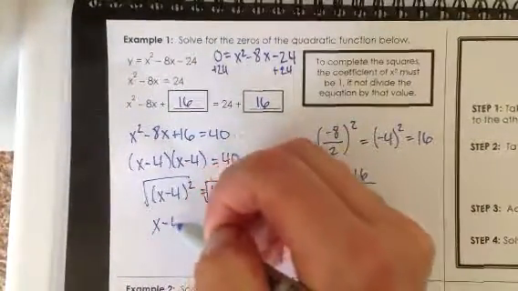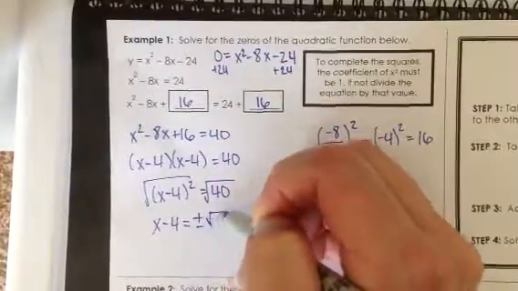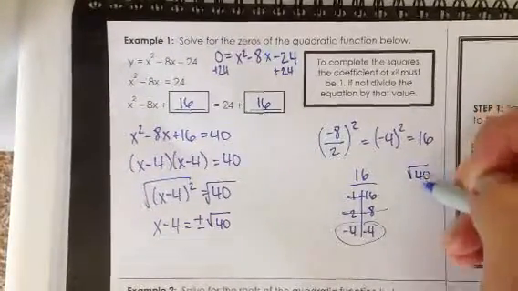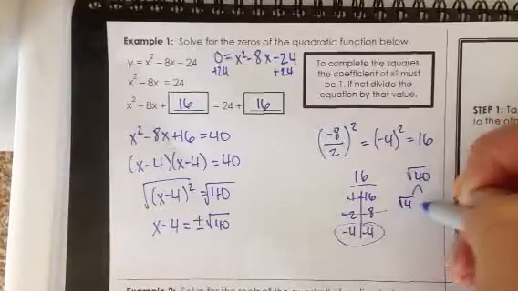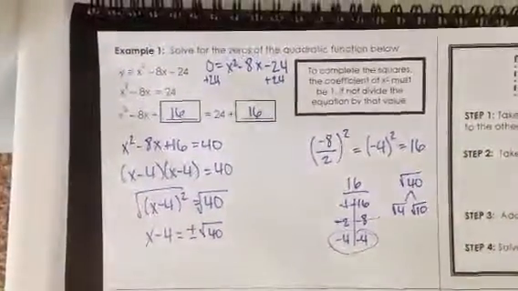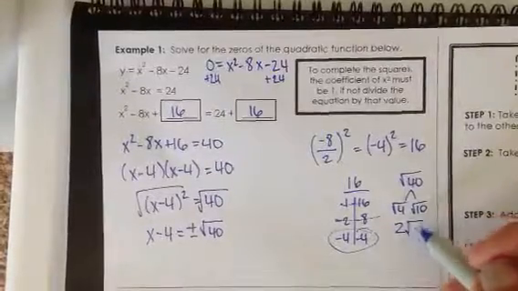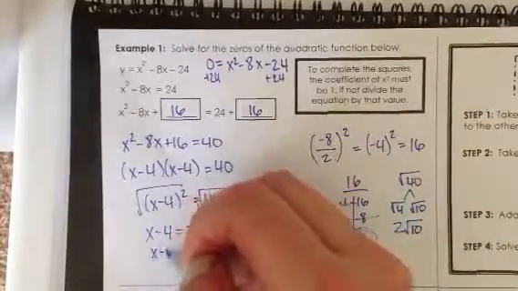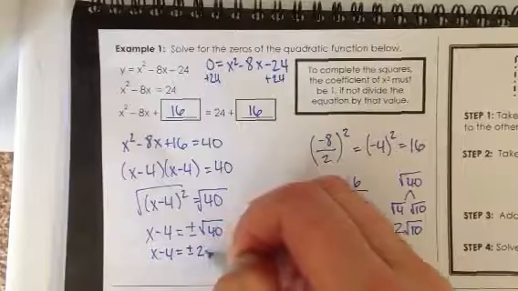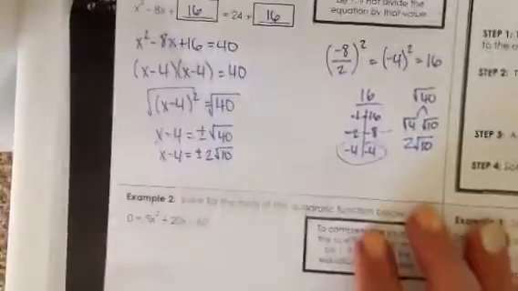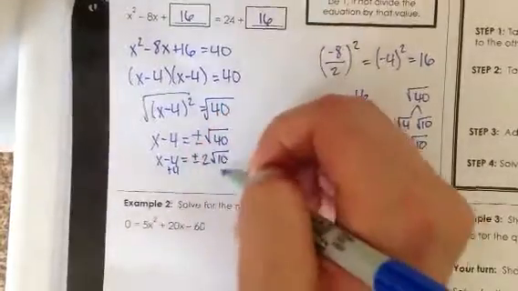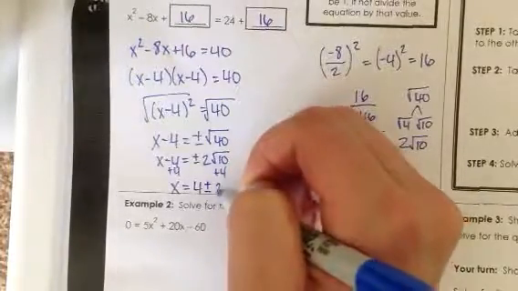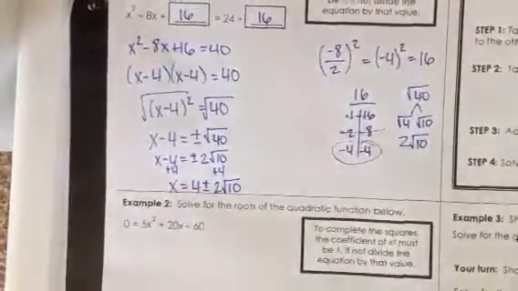You get x minus 4 equals plus or minus the square root of 40. Well, if I want to simplify the square root of 40, I can list its factors as the square root of 4 and the square root of 10. I can't break 10 down any further, but I know that the square root of 4 is 2, so the square root of 40 is the same as 2 times the square root of 10. So I get x minus 4 equals plus or minus 2 times the square root of 10. And then to solve for x, I just need to add 4 to both sides. And we would write it with the 4 first, plus or minus 2 times the square root of 10. And that's our final answer.